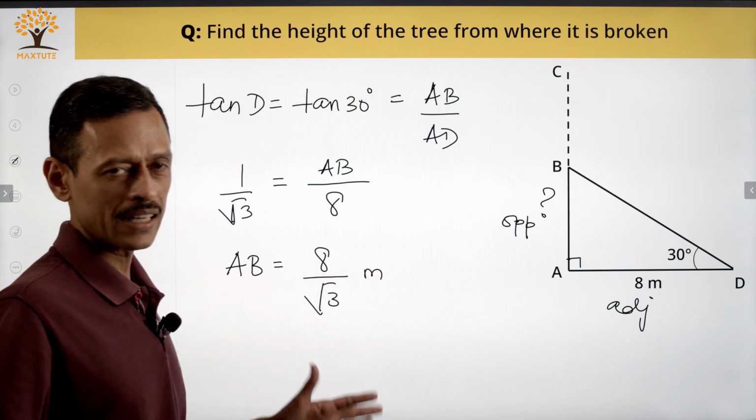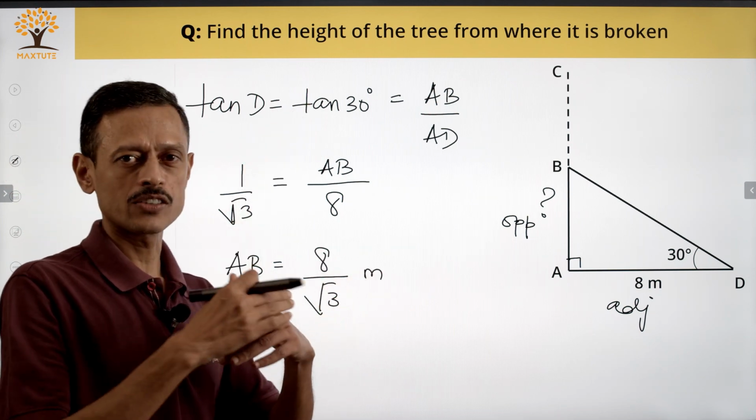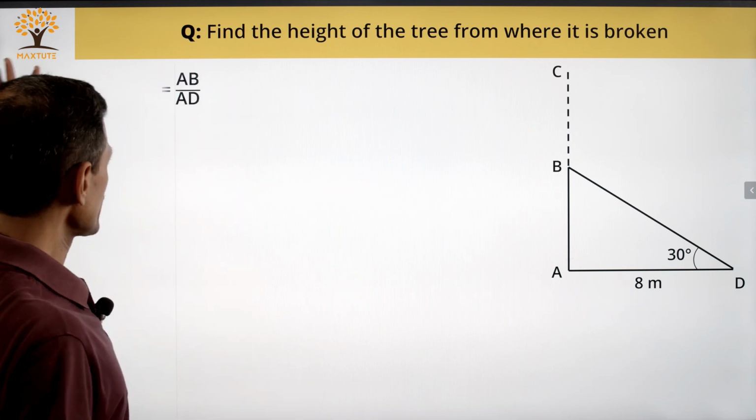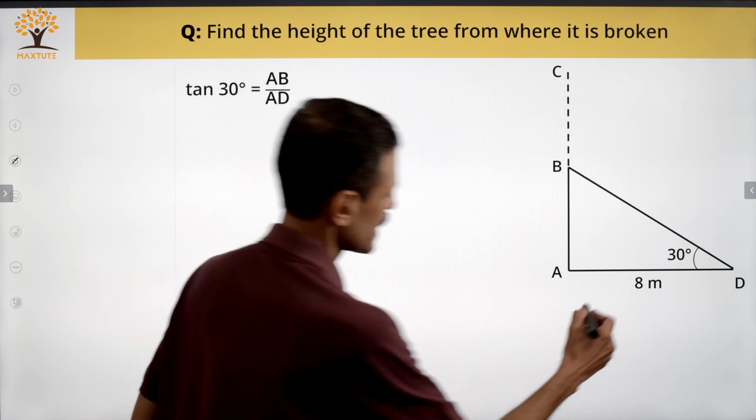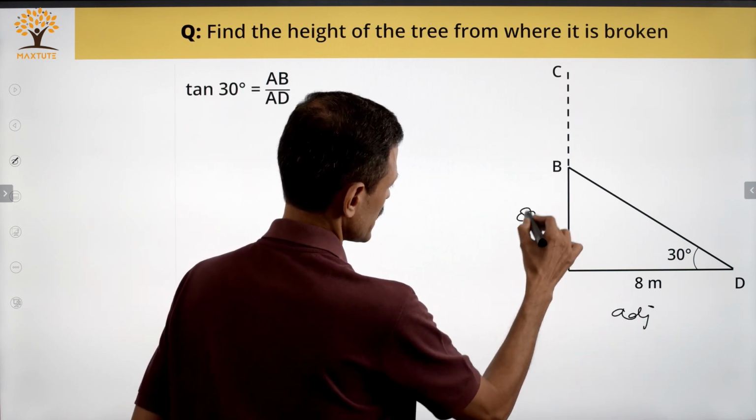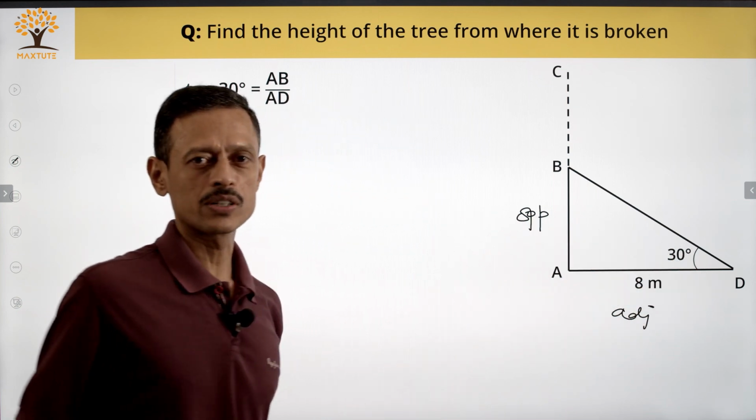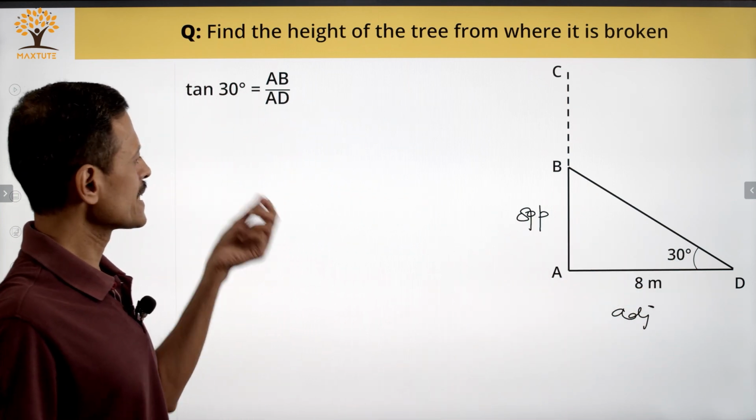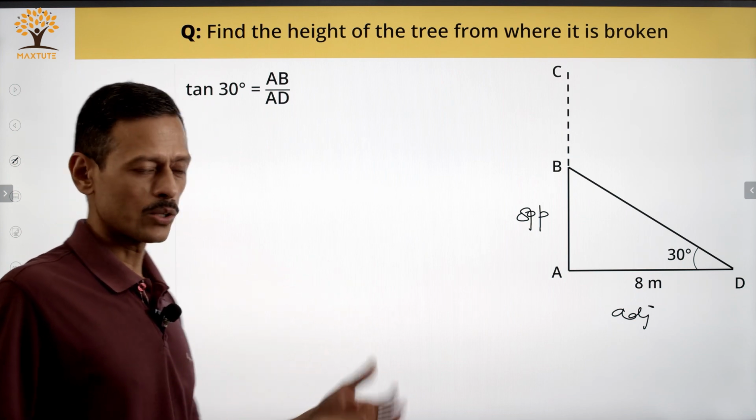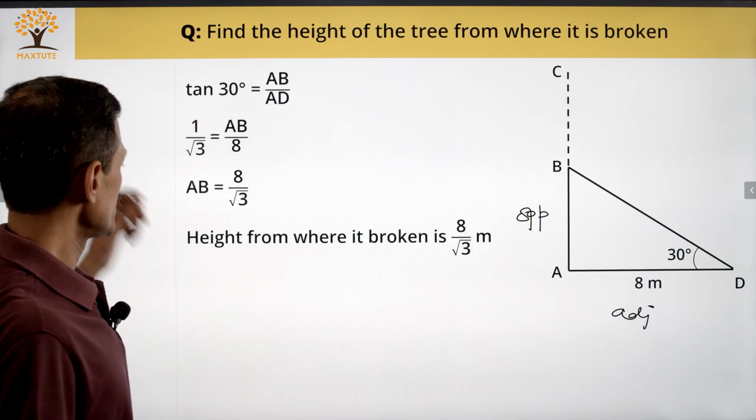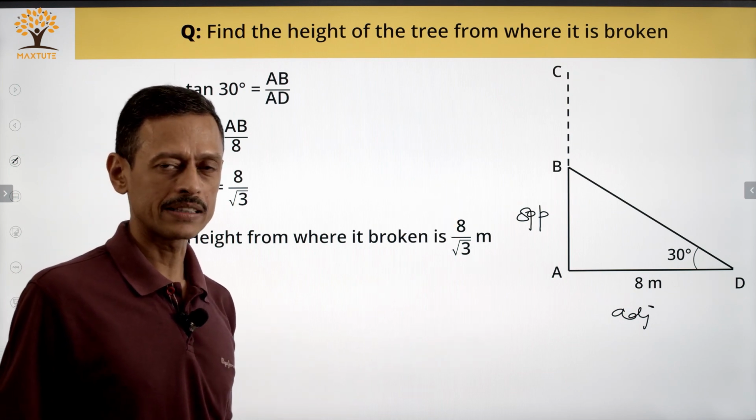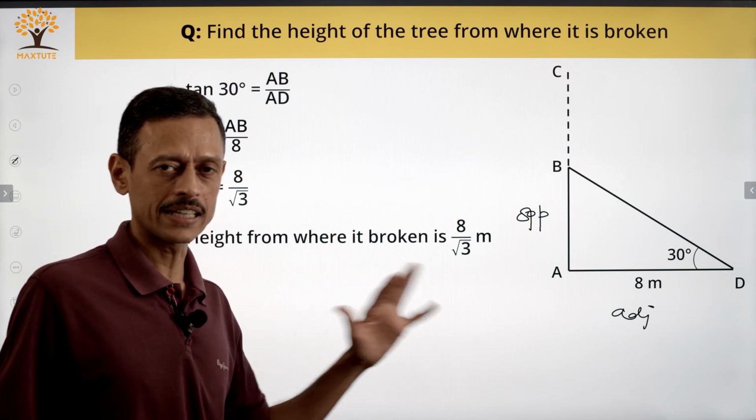So, this will get you 1 mark. Write this tan and write this answer, and you have 1 mark in your kitty. Quickly recap it in a printed form. We are looking at tan basically because we are looking at the adjacent side for which we have the value, and what we are trying to compute is the opposite side for this angle. So, tan 30 degrees is equal to AB upon AD. Find the value of tan 30, which is 1 upon root 3. AD substituted as 8. The height of the tree from where it is broken is equal to 8 divided by root 3 meters.